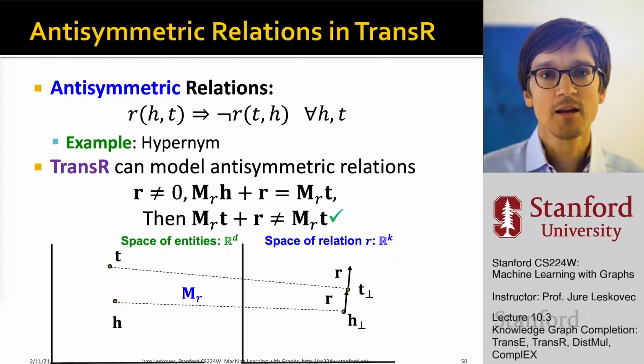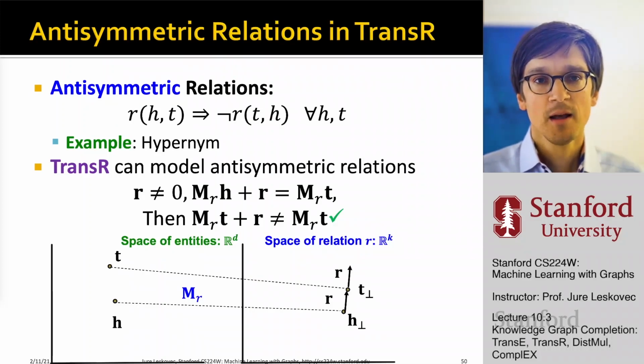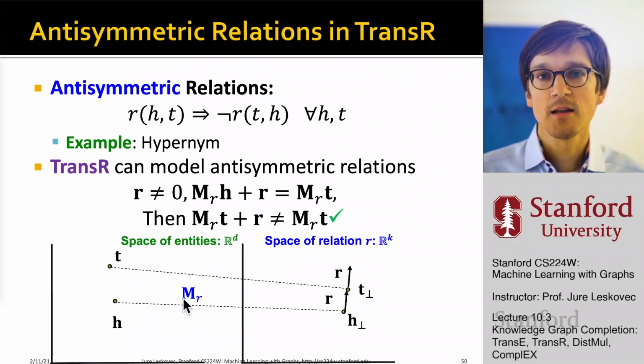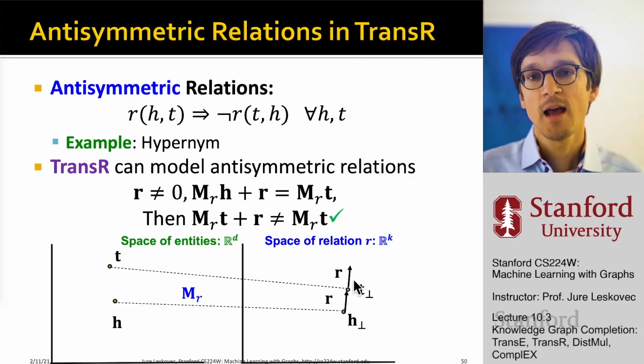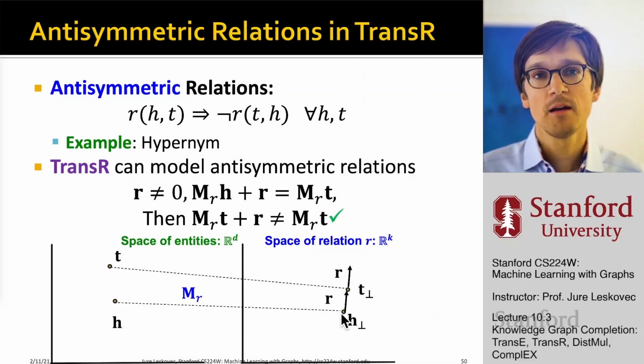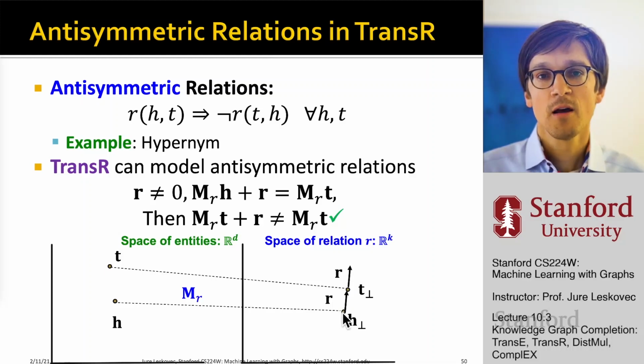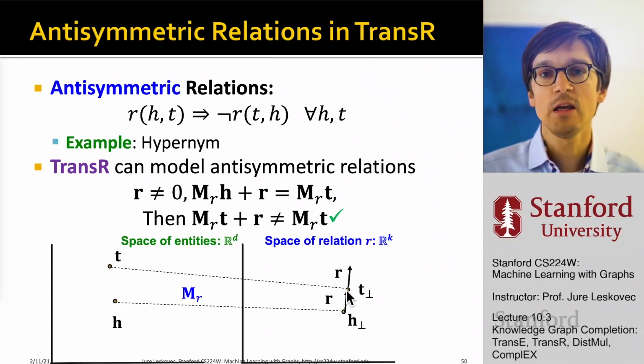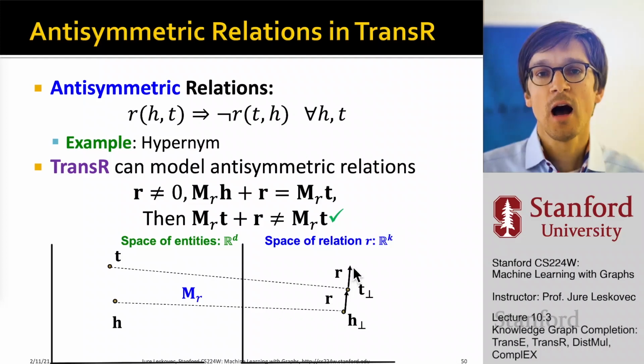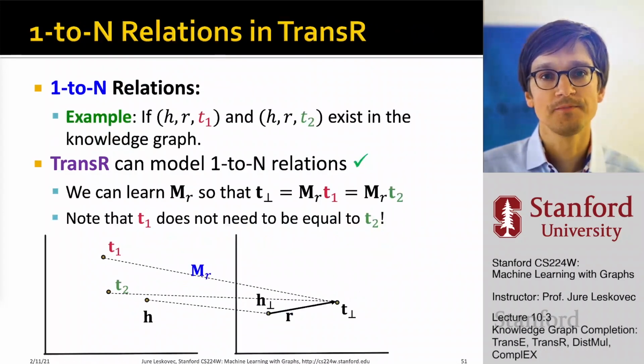How about anti-symmetric relations? Again, we can easily do this. If I take two different points, the translation matrix can transfer them into this relation-specific space in such a way that the two points don't collide. And the same way as in TransE, from head, according to the relation, I get to T, but from T, according to the relation, I don't get back to head. So this is also possible. It can model both symmetric as well as anti-symmetric relations.